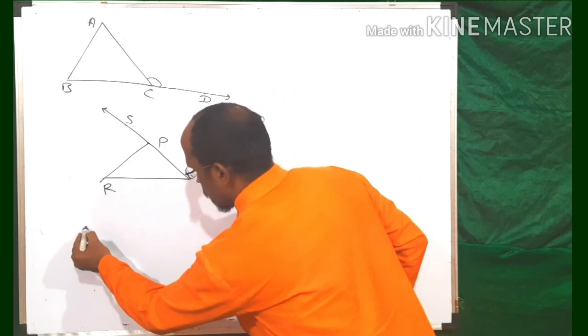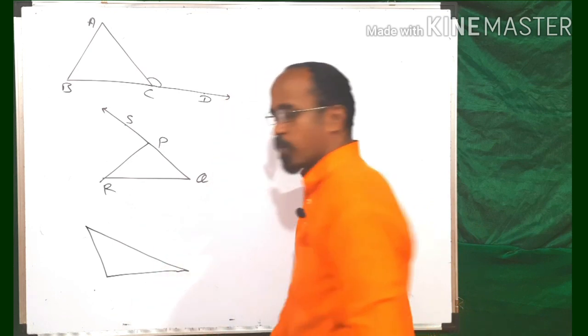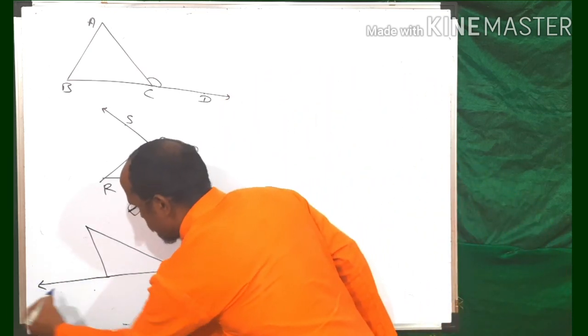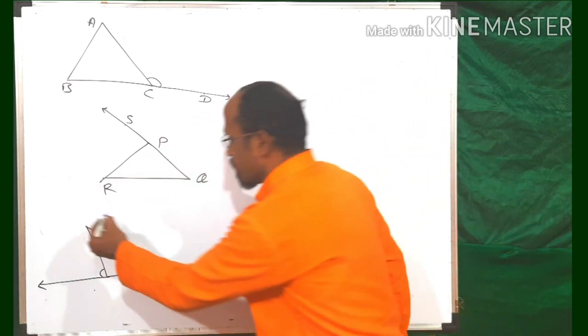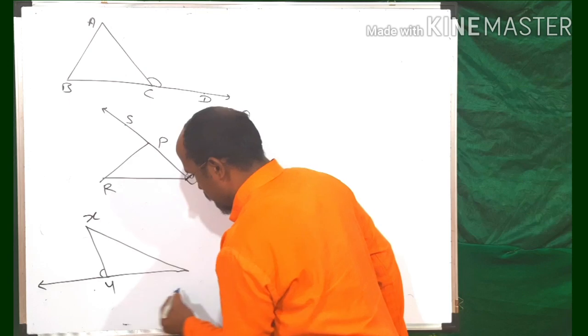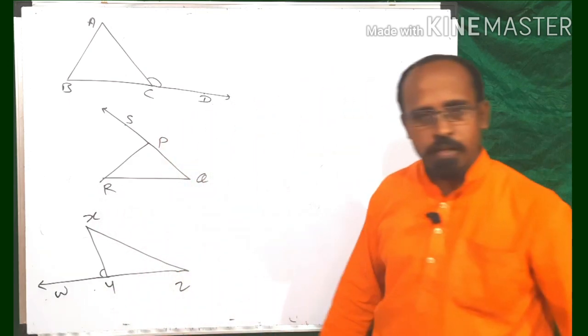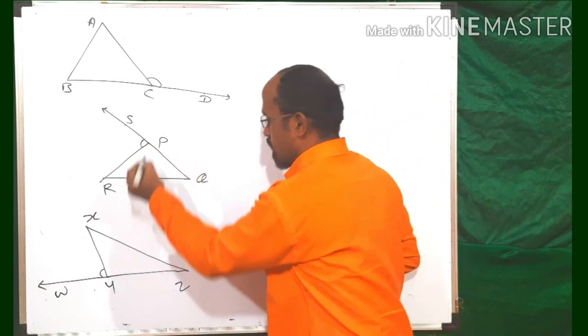Suppose an obtuse triangle is there. It doesn't matter which type of triangle it is. If a side is extended, suppose this side is extended, then this angle is created. This angle is called an exterior angle. Suppose the original triangle is XYZ, side YZ is extended. Okay, clear? So such angles are called exterior angles.